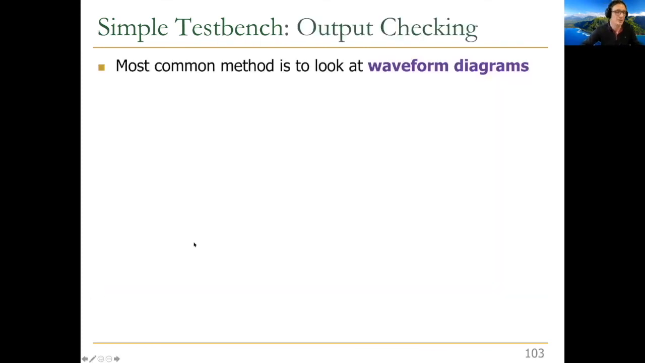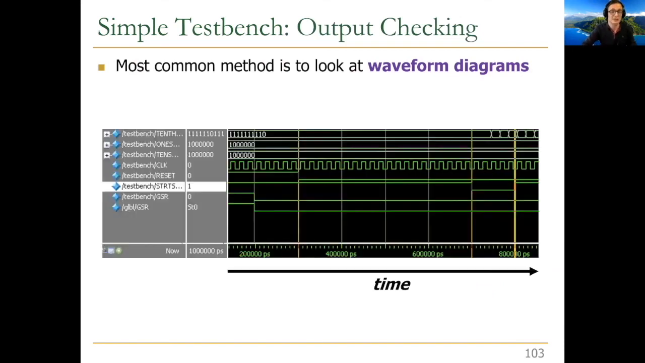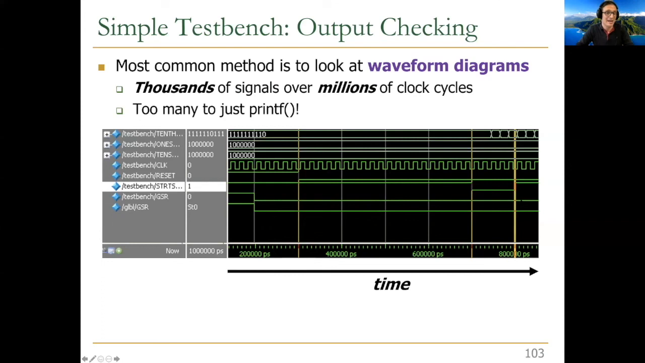Right? It's so simple, basically, from that perspective. So basically, the most common method for output checking is looking at waveform diagrams, as I mentioned. You apply some inputs, and you get some output, and you check the output at the right times. Now, of course, there are thousands of signals over millions of clock cycles. Printf is not a great way of debugging.